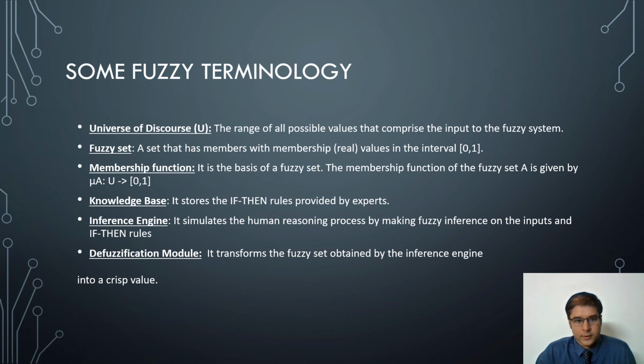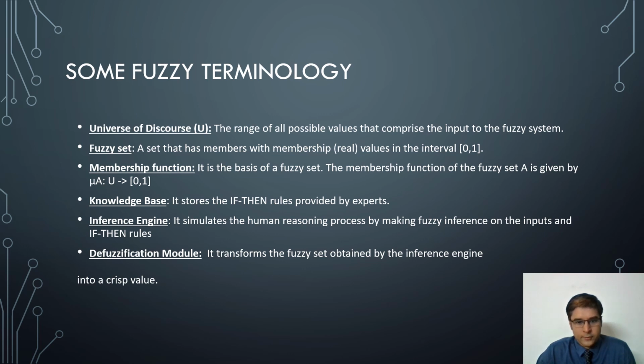Some fuzzy terminology. Universe of discourse. The range of all possible values that comprise the input to the fuzzy system. Fuzzy set. A set that has members with membership values in the interval 0 to 1. Membership function. It is the basis of a fuzzy set. The membership function of the set A is given by UA such that U varies from 0 to 1. Knowledge base. It stores the if then rules. The knowledge base is the if then rule storer, which is provided by experts.